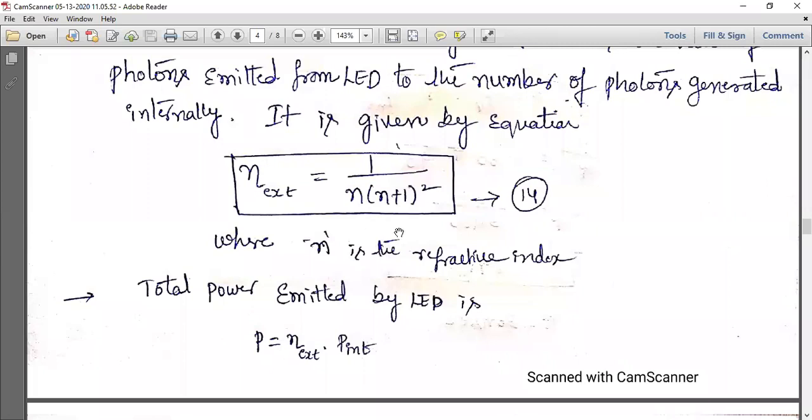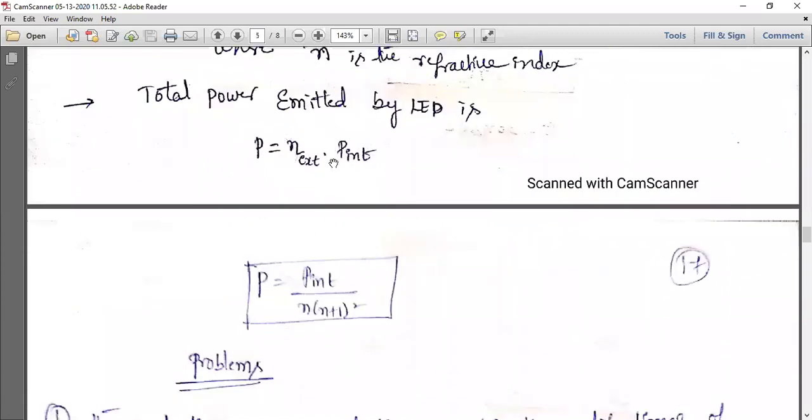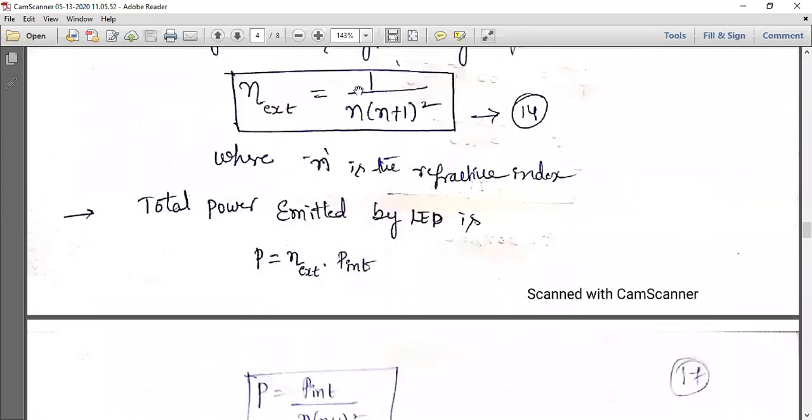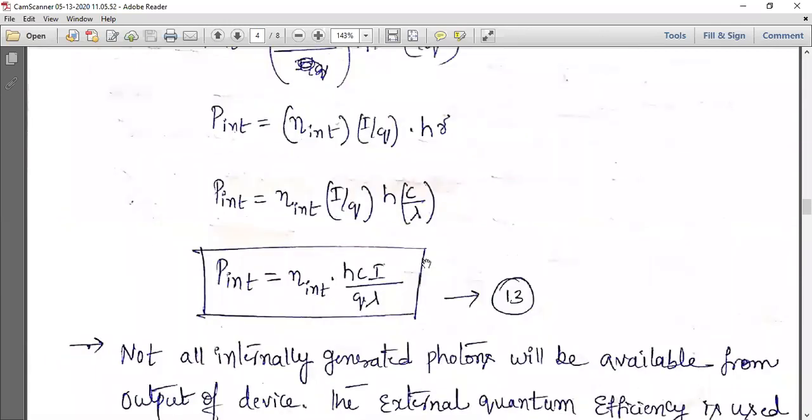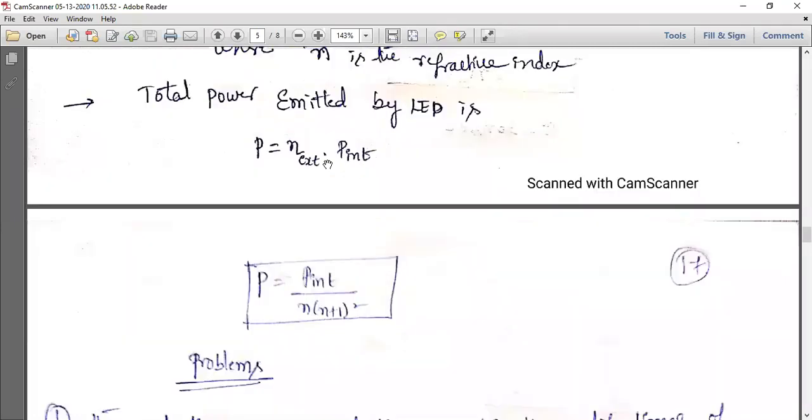Okay, so the total power emitted from the LED. Here the total power we have taken as R_R into E, that is, the internally generated power multiplied by the external quantum efficiency. To calculate the internal power, we went for R_R into h nu, that is your E. So this is the output power which is coming out. The output power emitted from the LED is always less than the internally generated power. So this is your derivation.